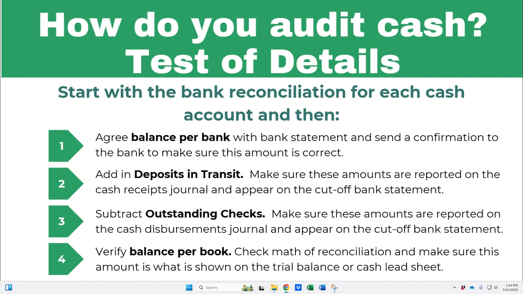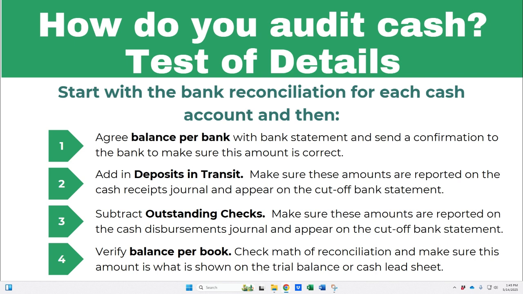Then we are going to look at their deposits in transit. So what we will do here is go and look at that cutoff bank statement. That cutoff bank statement is from the first couple of days after year end. So if we had a $10,000 deposit in transit on 12/31, we could look at that bank cutoff statement and see that on January 3rd, that deposit cleared the bank. So we would just be agreeing that amount that the client is showing as deposited in transit with some external piece of information, in this case, that bank cutoff statement.